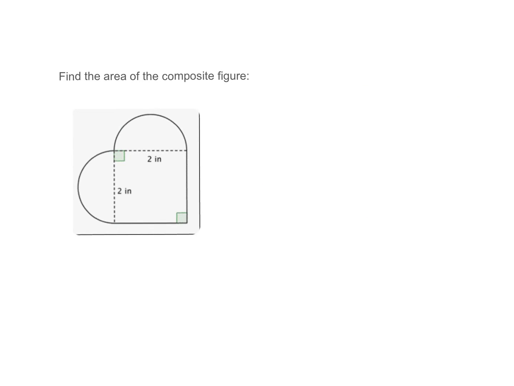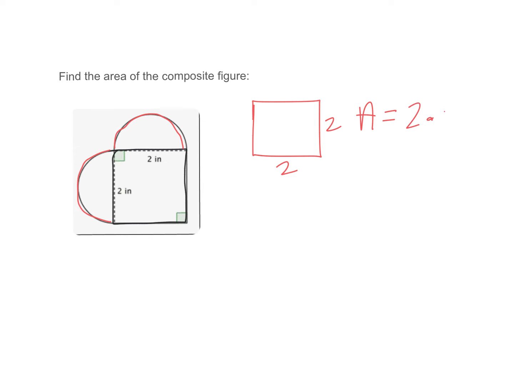All right, this one has some semicircles that we get to work with. So if I look here, I can see we have a square, and then we have two semicircles. So my square is going to be pretty easy because all of the sides are 2 inches. So I know right away that my square is going to be 2 times 2, and that's going to be 4 inches squared. Then we have the semicircles to work with.